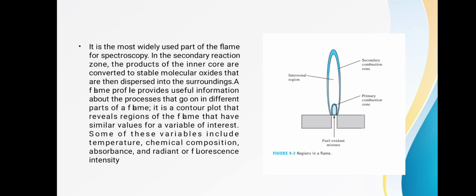A flame profile provides useful information about the processes that go on in different parts of the flame. It is a contour plot that reveals regions of the flame that have similar values for a variable of interest. Some of these variables include temperature, chemical composition, absorption, and radiant or fluorescence intensity. Here you can see the diagram, the regions in a flame.